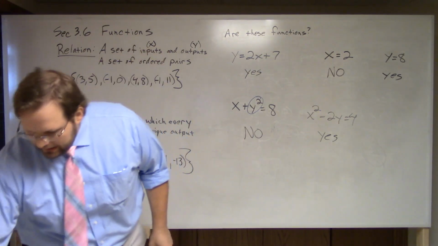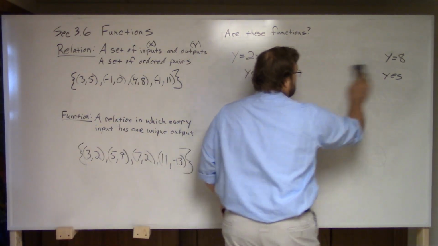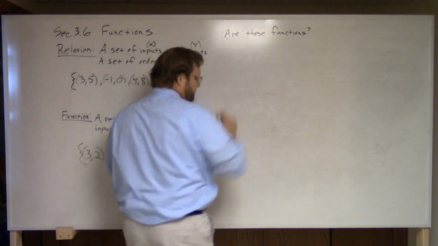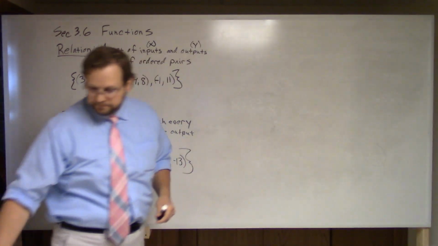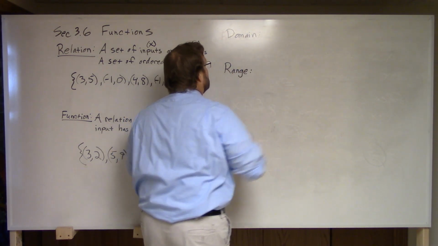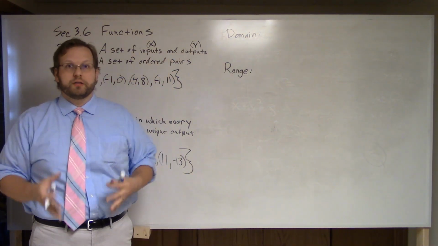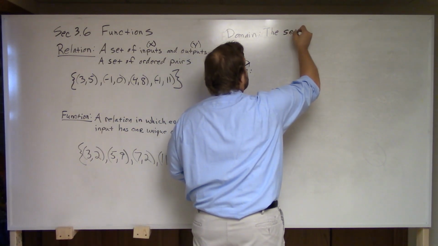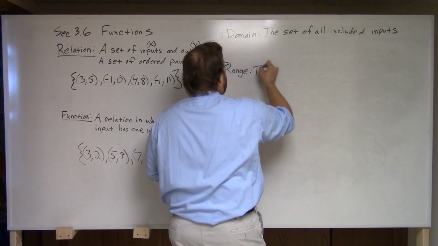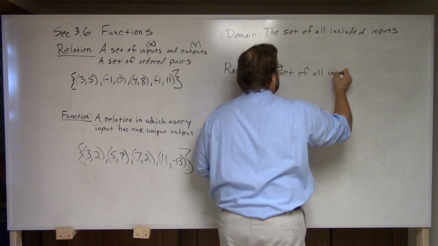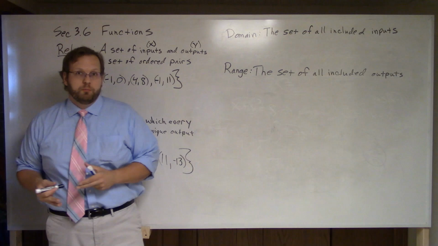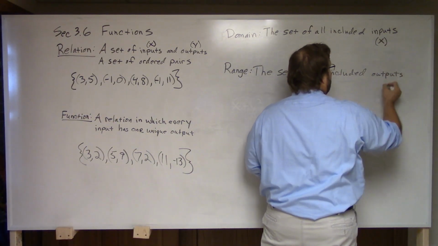So let's now go into another aspect of functions called domain and range. First of all, what are these, and then how do we figure them out? So, what are they? Domain is going to be the set of all included inputs, while range is the set of all included outputs. Now remember, inputs typically we're going to think of as x values, while outputs are the y values.